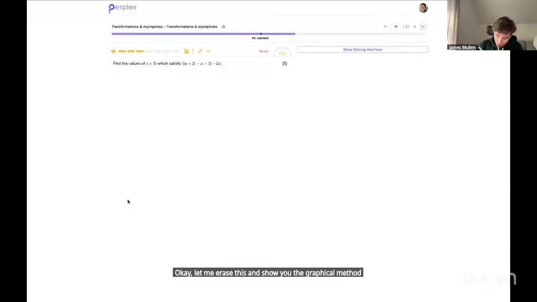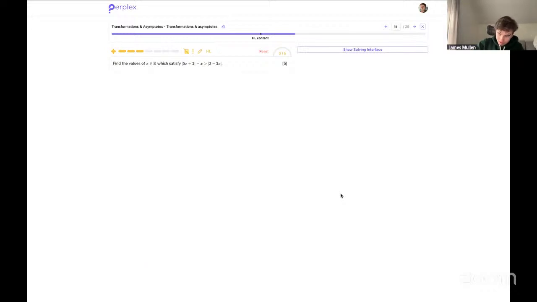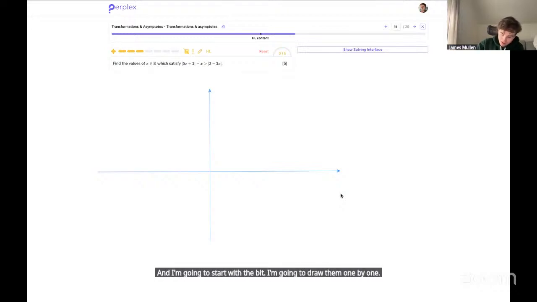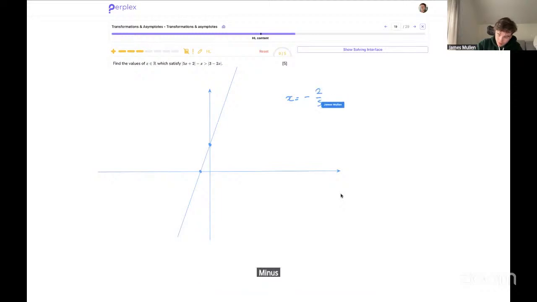I think it's better. I'm going to plot a y-axis and an x-axis. And I'm going to start by trying to draw the left-hand side, one piece at a time. 5x plus 2 is a line with a slope of 5, and it goes through 2, which means that it's going to be 0 at x equal to minus 2 over 5. So this is minus 2 over 5.